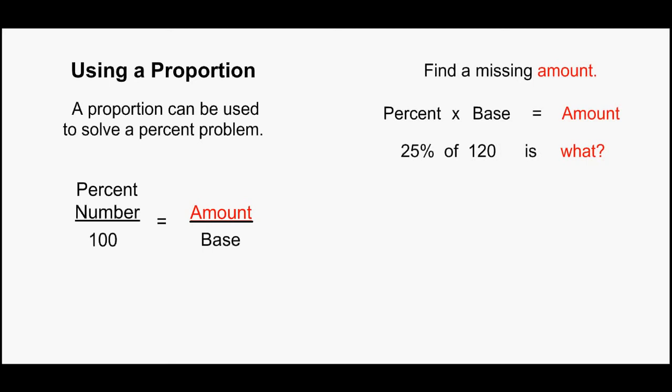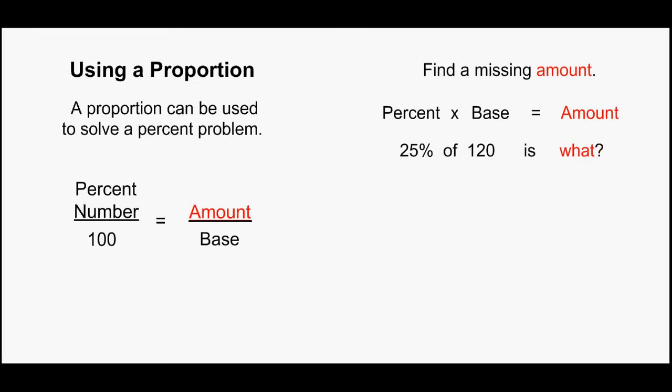Let's try an example. Let's find a missing amount. 25% of 120 is what? What is the missing amount? Let's set up our proportion. 25% is 25 over 100 equals our missing amount, A, over our base, 120.